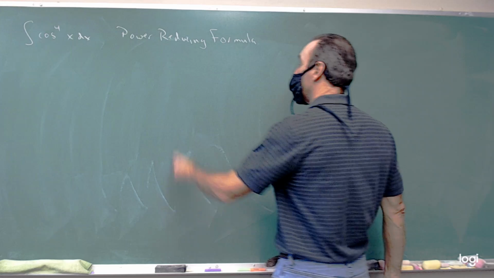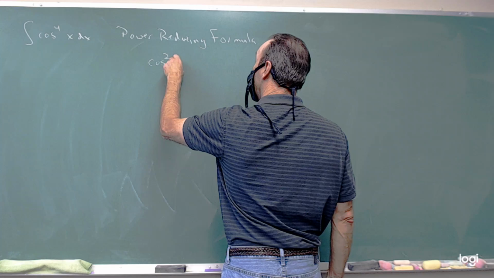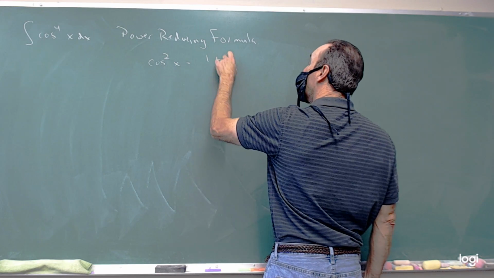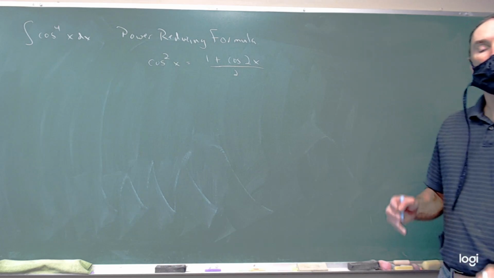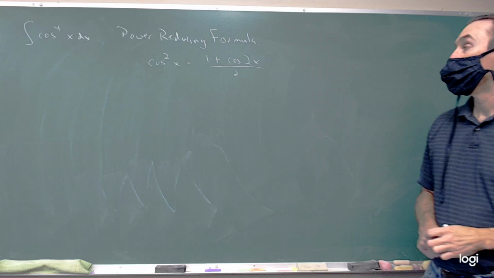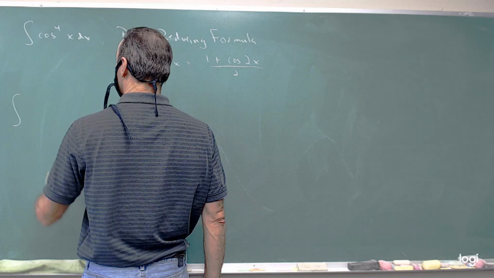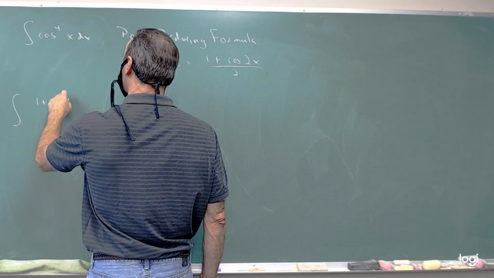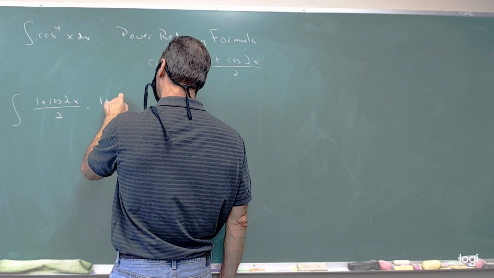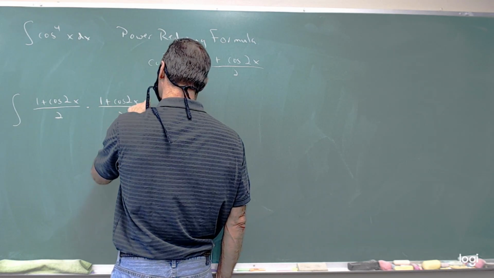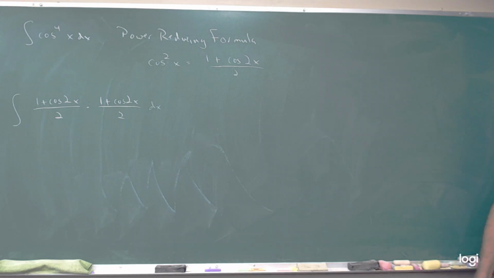There is a formula, it's on your sheet somewhere, where I think it says cosine squared of x equals 1 plus cosine 2x over 2. We're going to do that for each of the two cosine squareds in there. That'll start our long journey here. So this is going to be 1 plus cosine 2x over 2 times another 1 plus cosine 2x over 2 dx, because we have a cosine to the fourth, which is cosine squared squared.